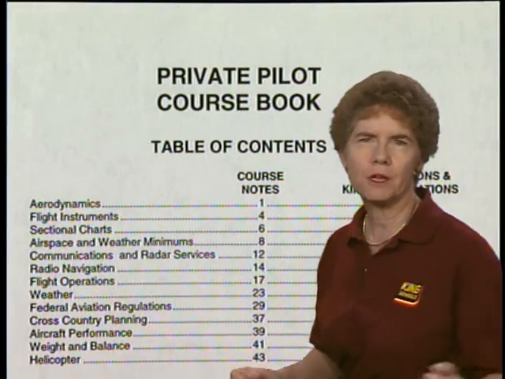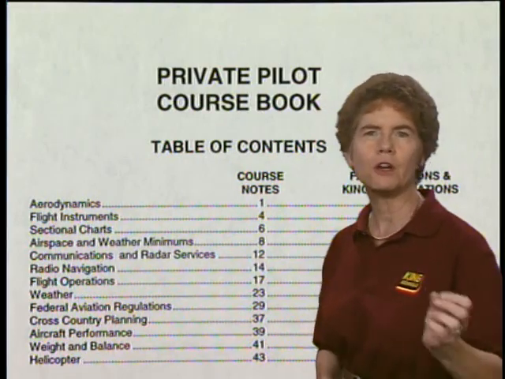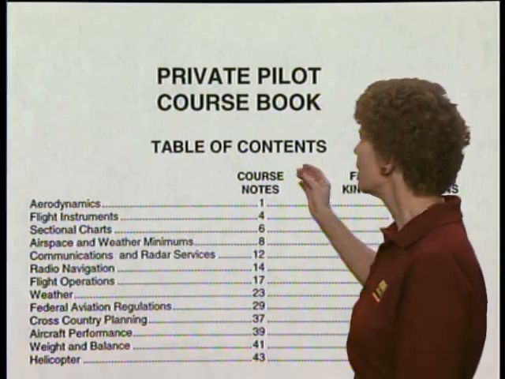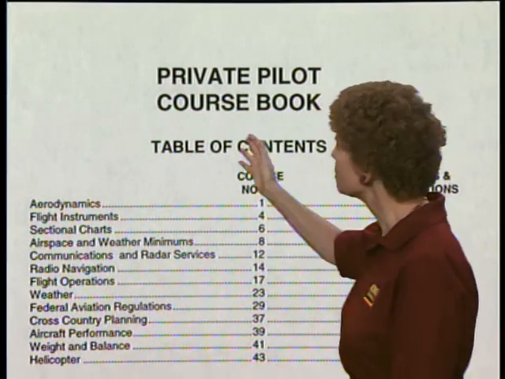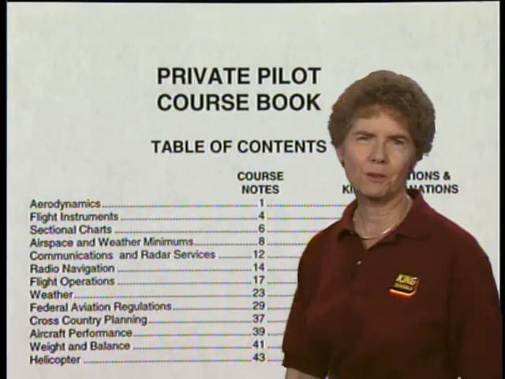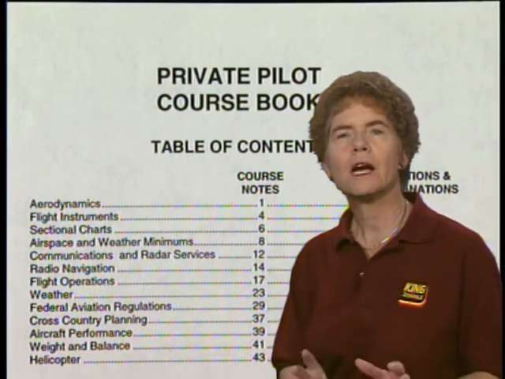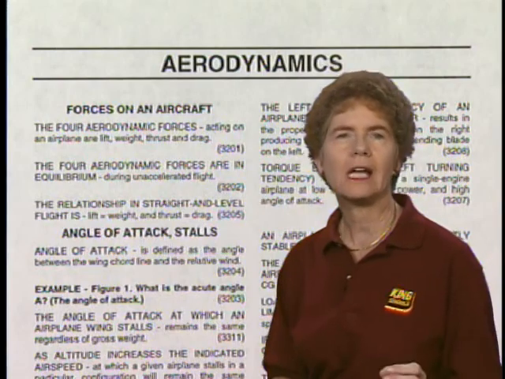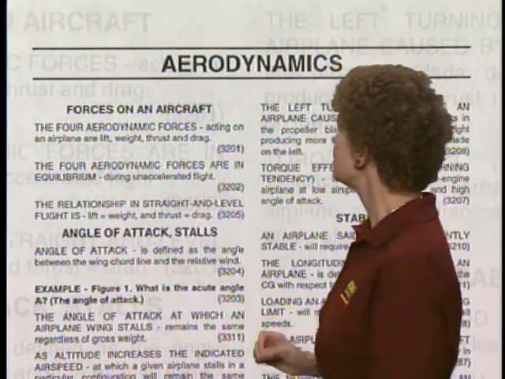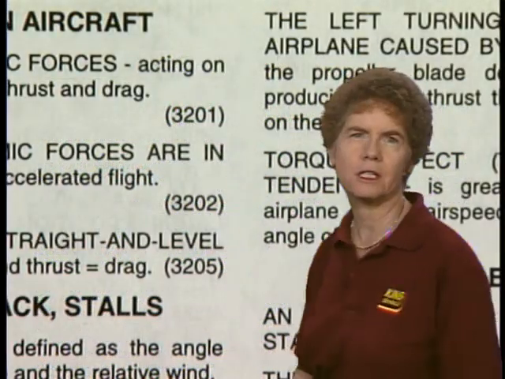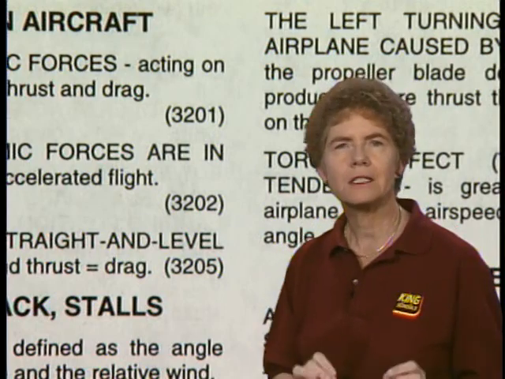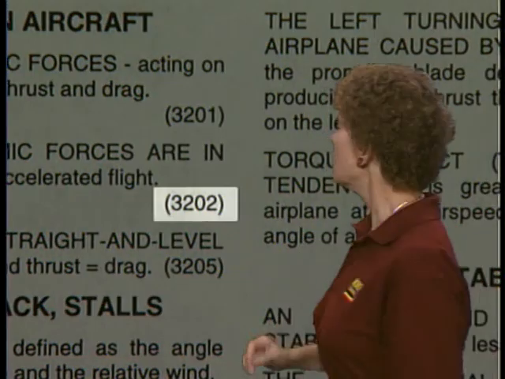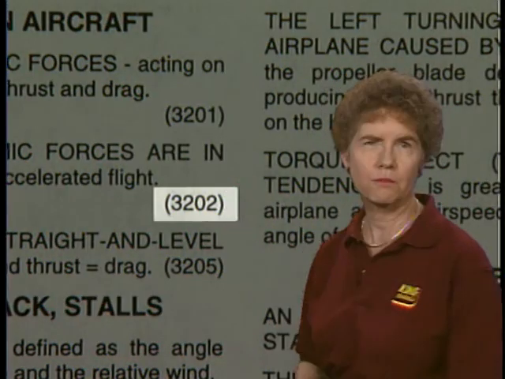This lists everything you've got in your King course book, and notice that it starts off with course notes and lists all of the subjects that we'll be covering. Take a look now at the first page of the course notes and notice that at the end of the paragraph you see a number in parentheses. That's the number of the exact FAA question that that particular course note refers to.